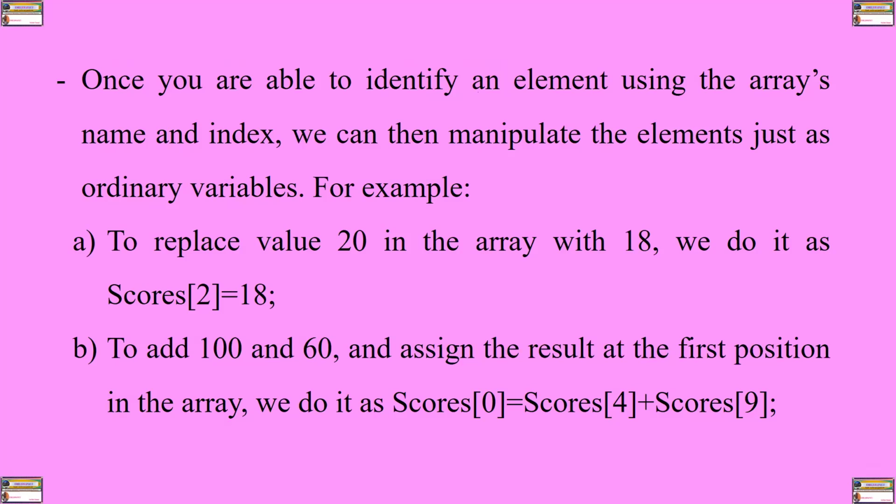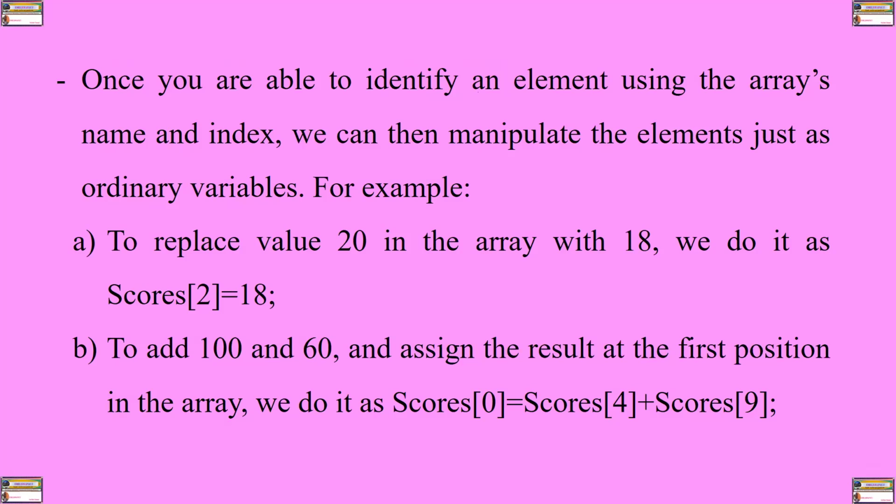Why? The reason is because 60 is the 10th element in the array, but its index is 9. So 60 is identified with the use of the name of the array, scores, and subscript or index 9. So when you write scores[9], we are referring to 60. So this statement can be read as 60 plus 100 equals, we assign the total, which is 160, in the first position.